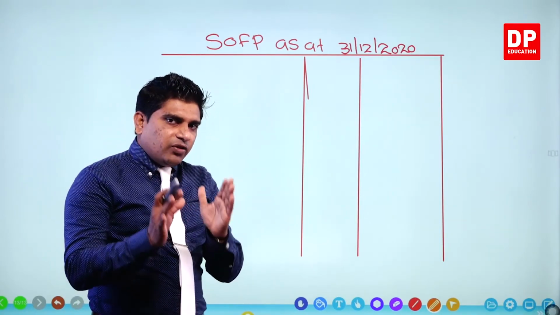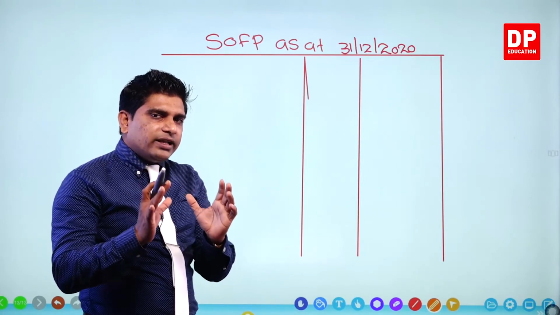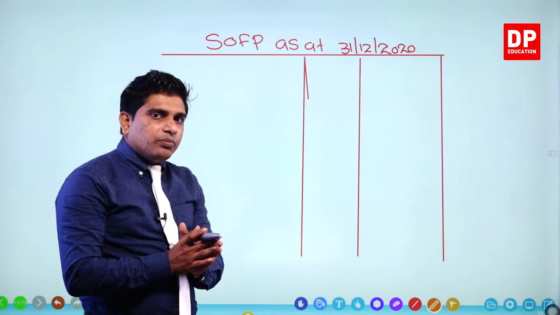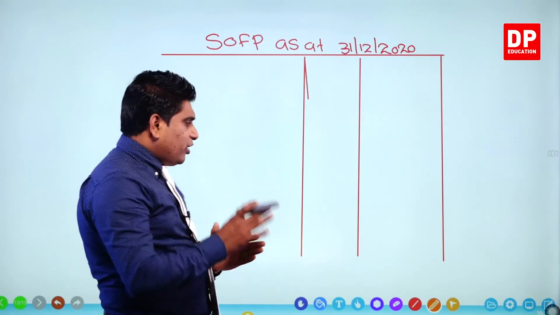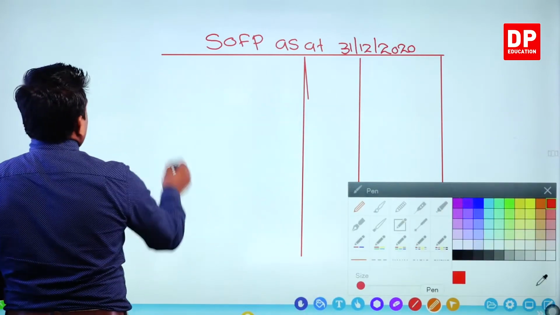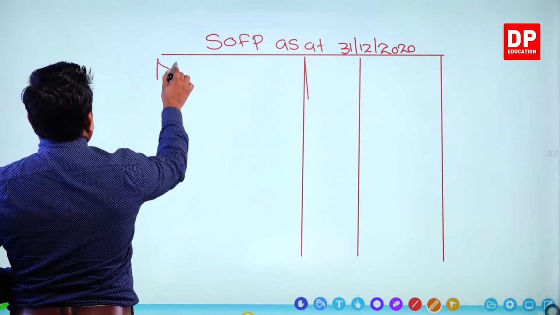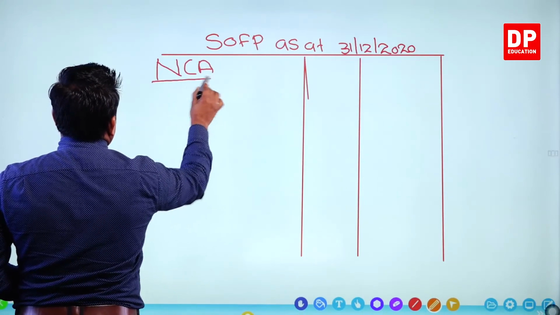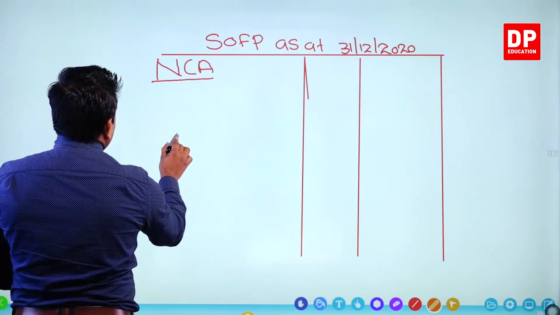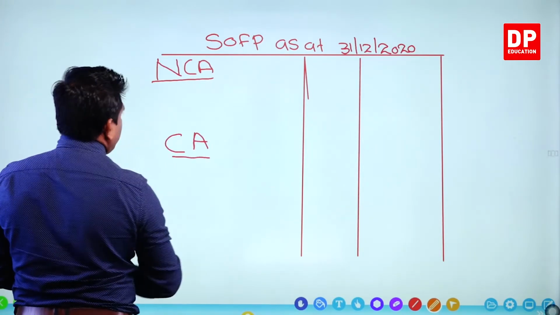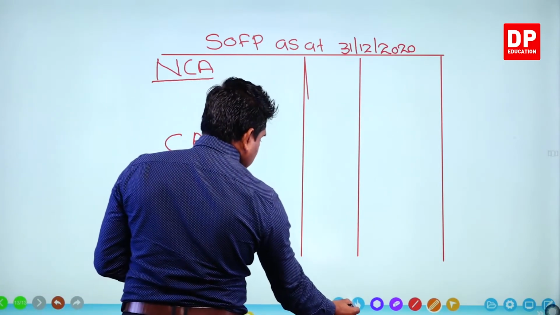But here I want to guide you how to enter the details in the statement of financial position according to the proper order. Now you remember, when you draw a statement of financial position, on the top we write non-current assets. After that we write current assets. Then you pick the details.